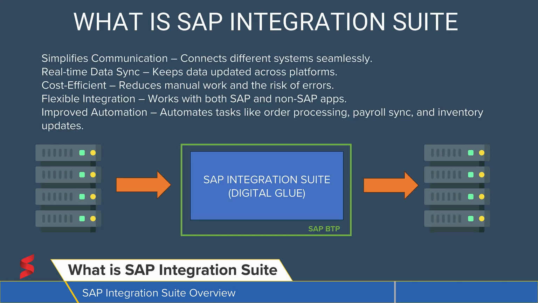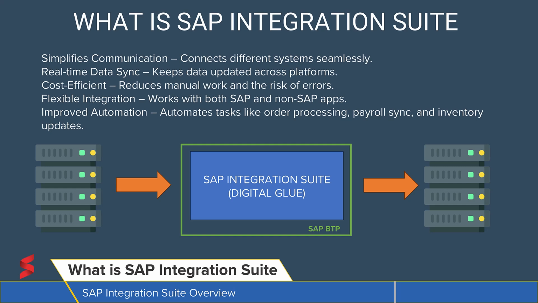So why should businesses use SAP Integration Suite? Well, here are some of the benefits. First is simplified communication, the ability to connect different systems seamlessly. Real-time data sync keeps data updated across the platforms. Cost-effective, reduces manual work and the risk of errors. Flexible integration, works with both SAP and non-SAP systems. Improved automation. You can automate tasks like order processing, payroll sync, and also inventory updates.